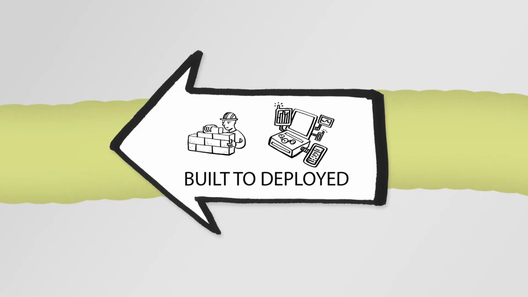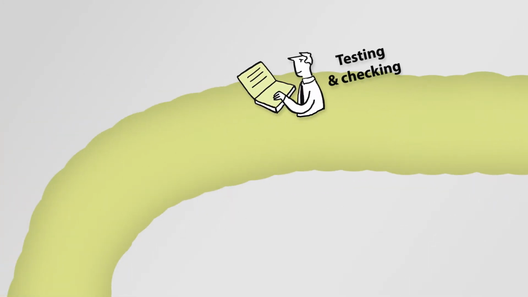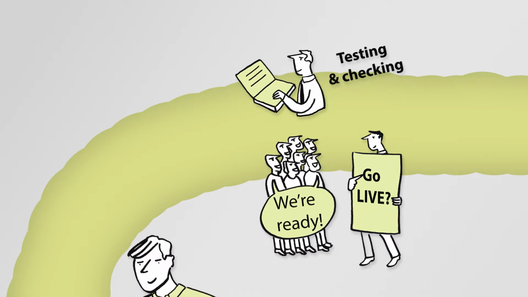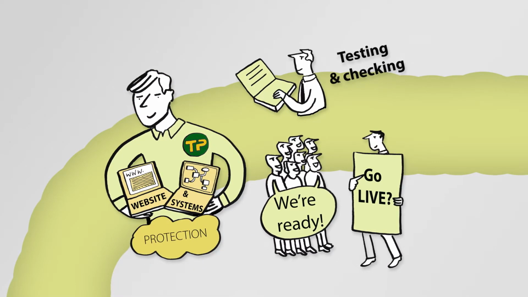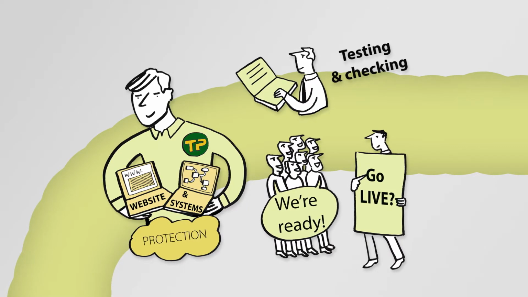Built to Deployed. This stage is about testing the product and checking the systems work together. It is also about making sure teams are briefed and ready for Go Live. We are very protective of our live websites and systems because they keep our business running. This stage is not to be underestimated in its importance.